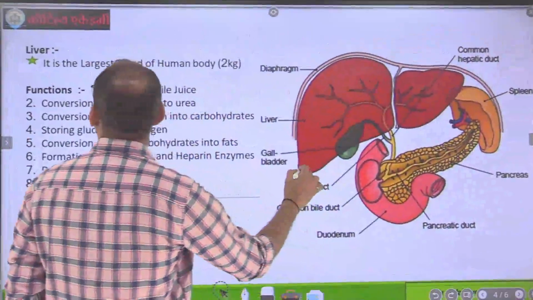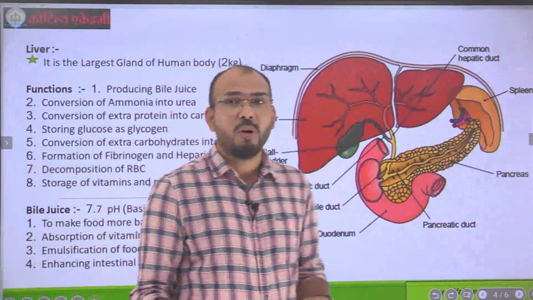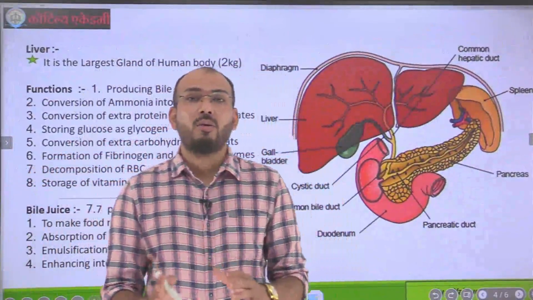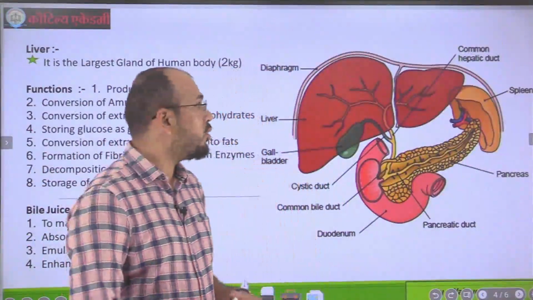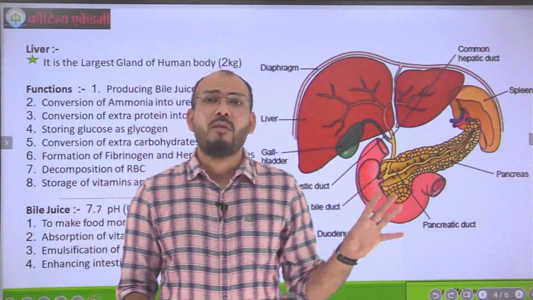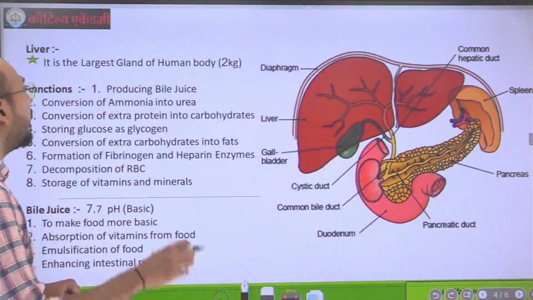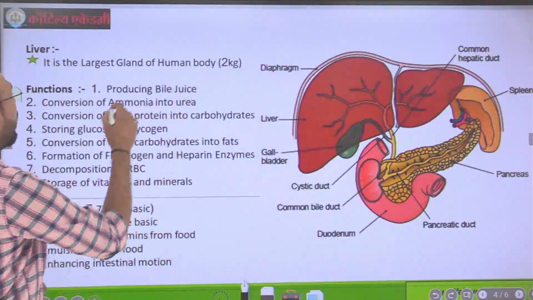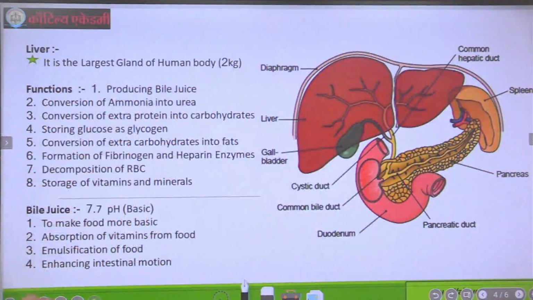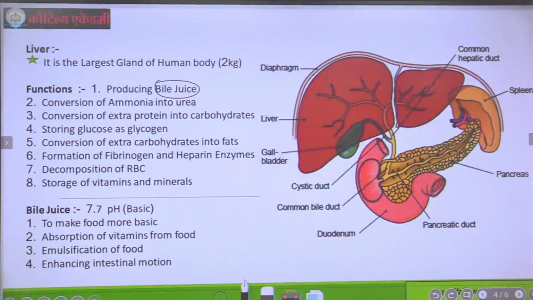The liver is the largest gland of the human body, located just parallel to the stomach. Its location is very important. It is made up of hepatic and Kupffer cells. In the digestive system, the liver plays a very important role by secreting bile juice into the digestion.